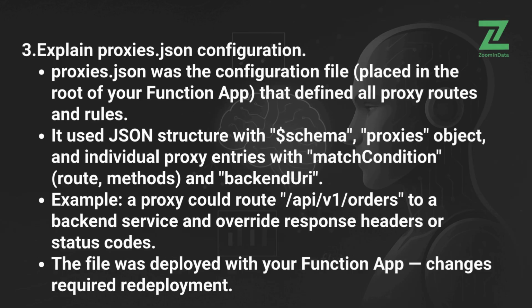Example: a proxy could route api/v1/orders to a backend service and override response headers or status codes. The file was deployed with your function app. Changes required redeployment.